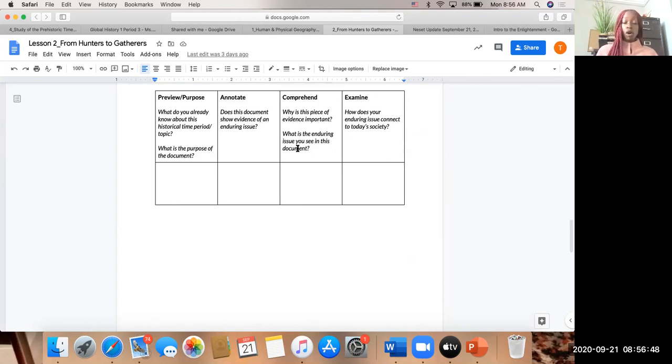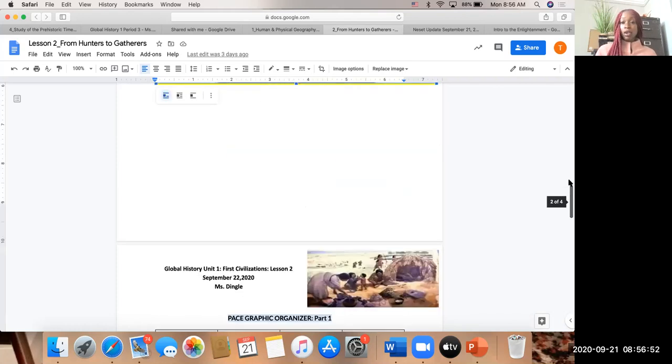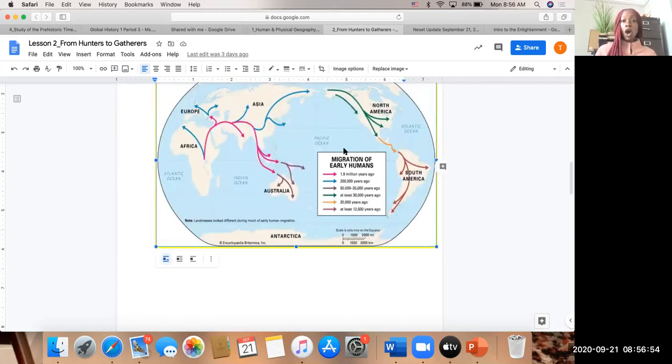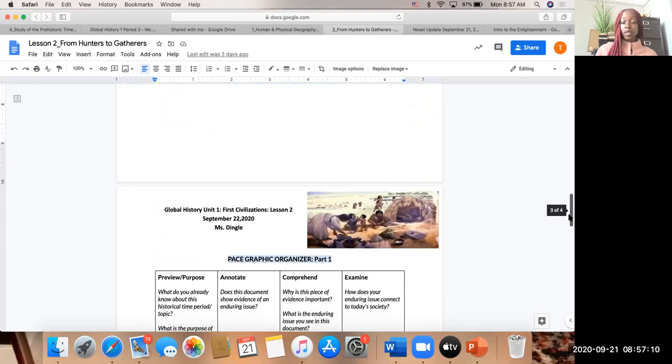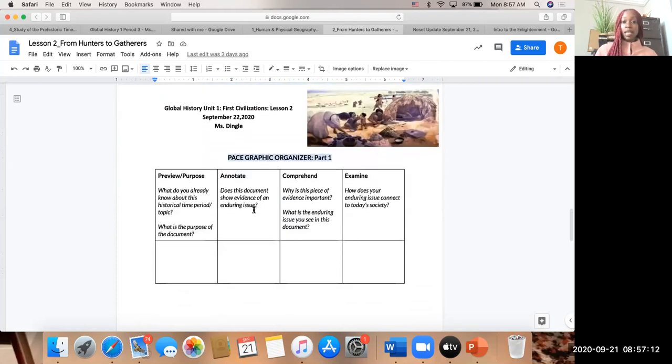And the arrows also help me come up with that statement. I can also use the whole map in general as my evidence. I can see that the arrows are showing that. And from the map again, you can see that the early humans migrated such and such years ago. So that's my evidence, and that's how I was able to support the statement I made about what the map is showing. All right, and annotate: does this document show evidence of an enduring issue?